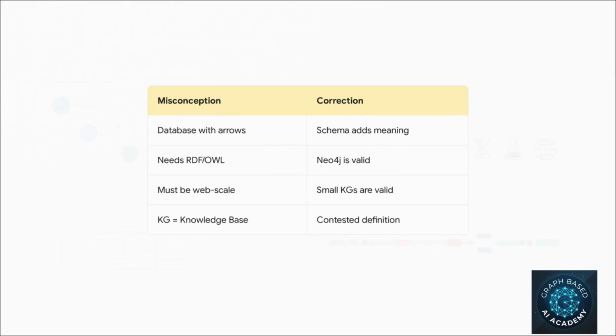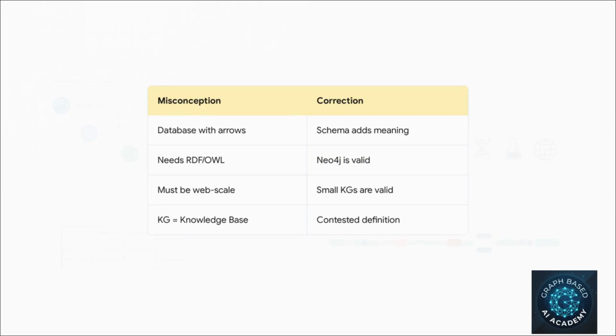Now let's clear up some major academic misconceptions that float around out there. A lot of folks assume a knowledge graph is just a regular database with some arrows drawn between the data points. But as we just saw, schemas actually give the data meaning, which enables true reasoning, not just basic traversal. Another huge myth, that you absolutely must use specific semantic web tech like RDF or OWL. You really don't. Property graphs like Neo4j are totally valid alternatives used all the time.